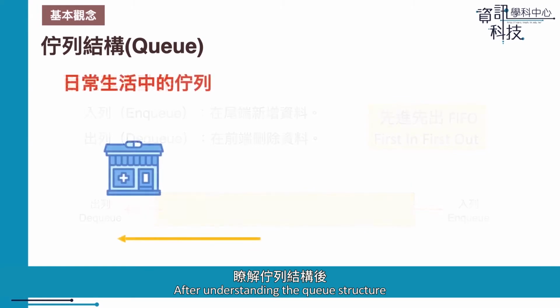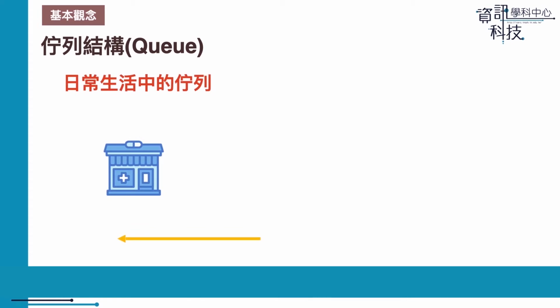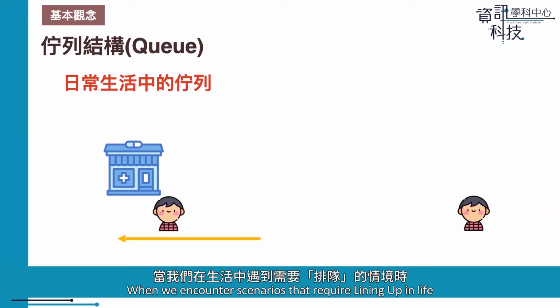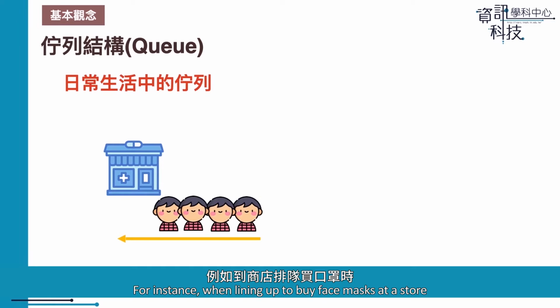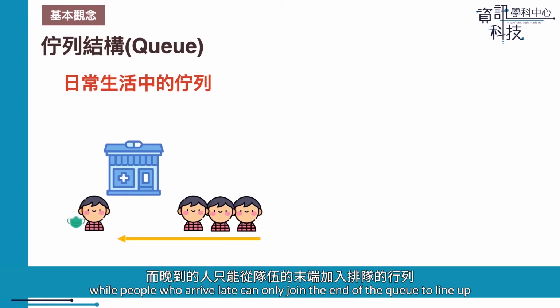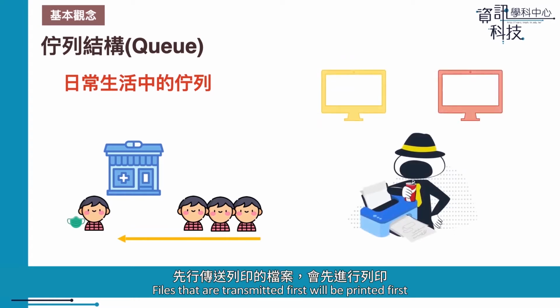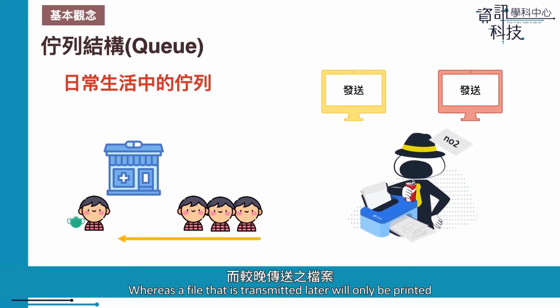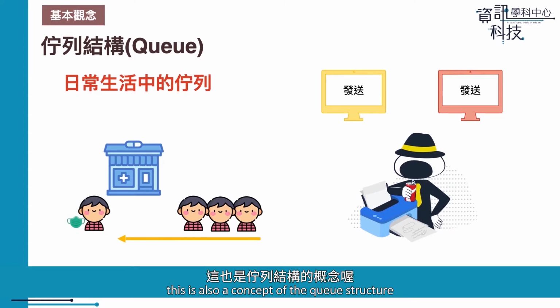After understanding the queue structure, think about what scenarios in life would require the use of the queue structure. When we encounter scenarios that require lining up in life, the queue structure will be used. For instance, when lining up to buy face masks at a store, people at the front of the queue will have the priority to purchase, while people who arrive late can only join the end of the queue to line up. When several computers share a network printer, files that are transmitted first will be printed first, whereas a file that is transmitted later will only be printed once all of the files before it have been handled. This is also a concept of the queue structure.